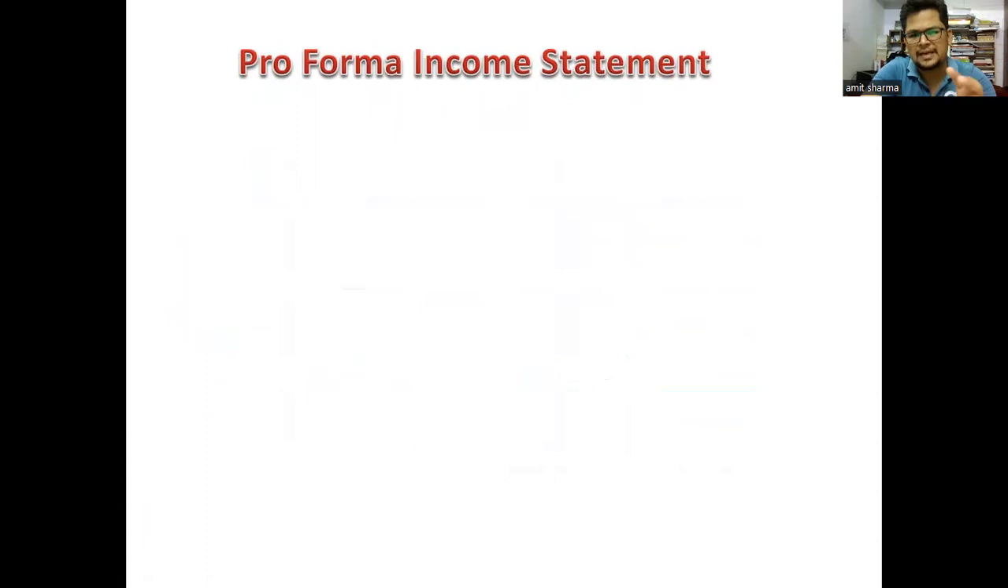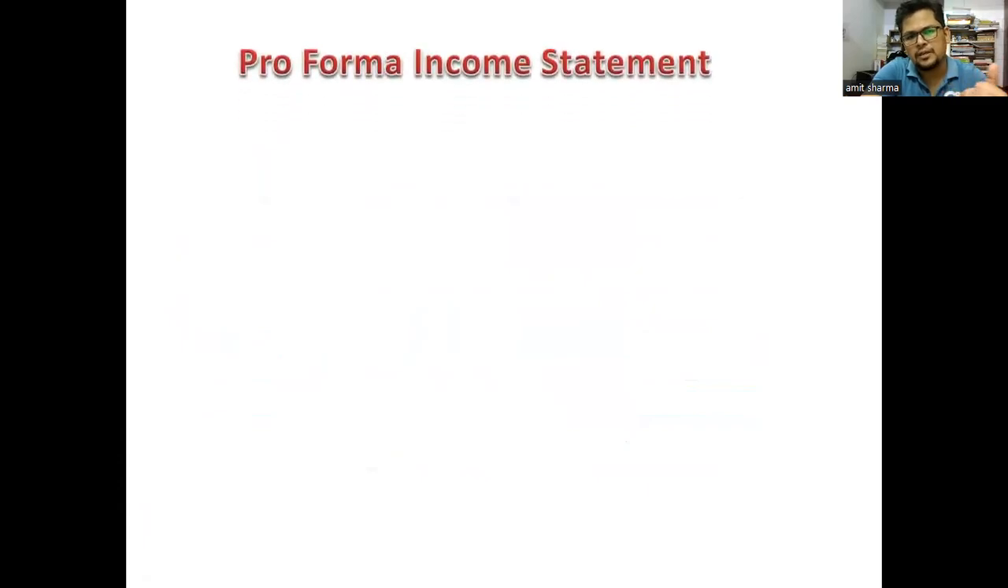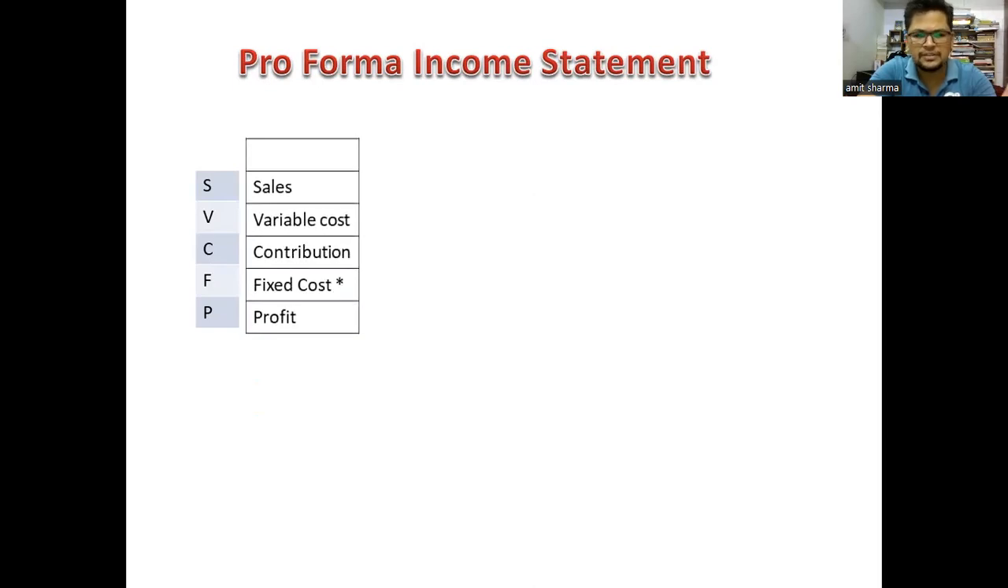Before we study the profit volume ratio, we need to discuss some important points like SVCFP. What is that? Before starting this concept, we need to focus on these mnemonics. S stands for sales, V stands for variable cost, C stands for contribution, F stands for fixed cost, and P stands for profit.